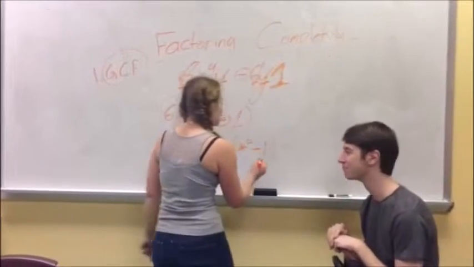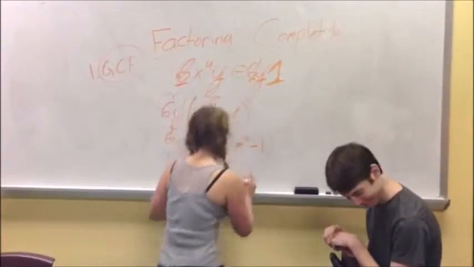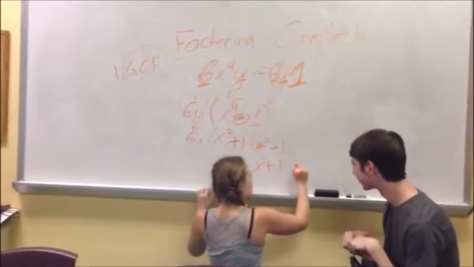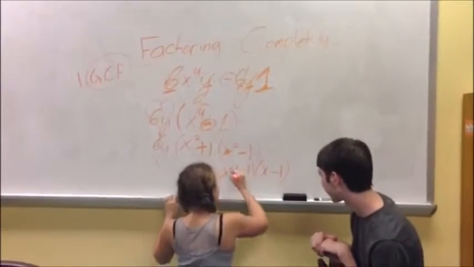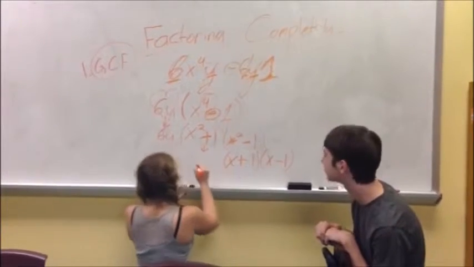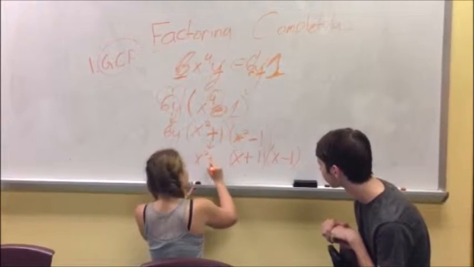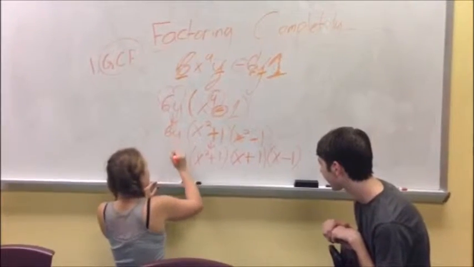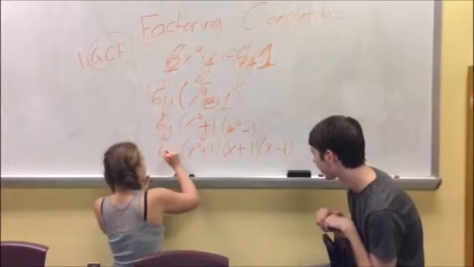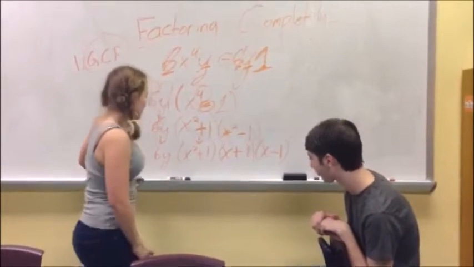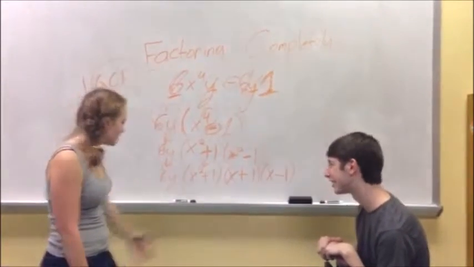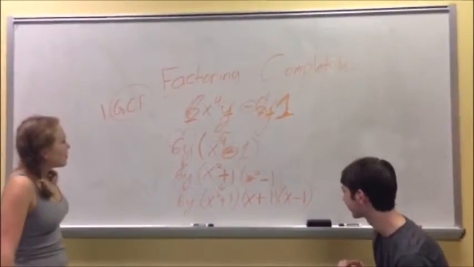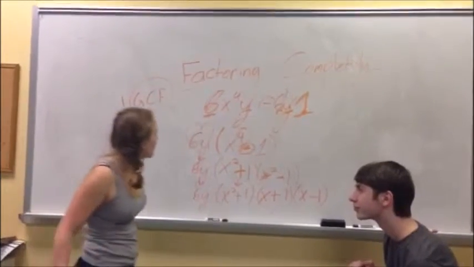Yeah, that's right. So now we're going to bring this down. x plus 1, x minus 1, parentheses. Carry down this one because it has not changed: x squared plus 1. And bring down your love, 6y. Ta-da! That's it. You can't factor it down anymore. You can't GCF anything else. Now you have factoring completely.